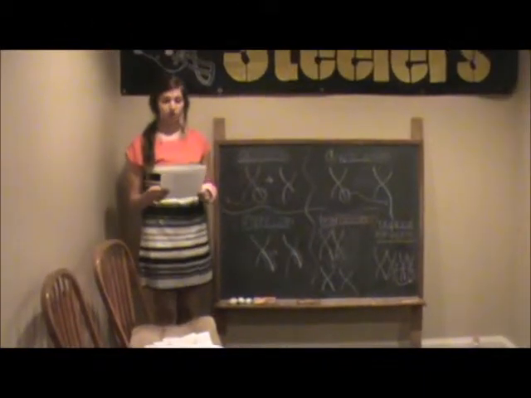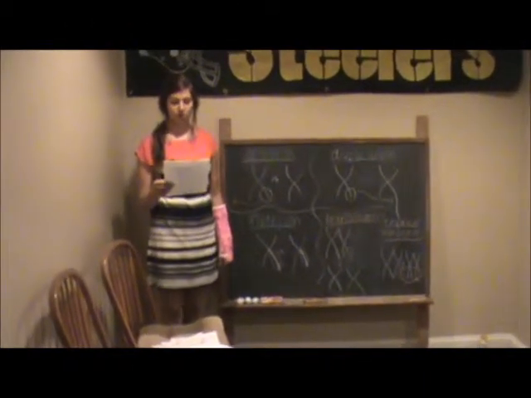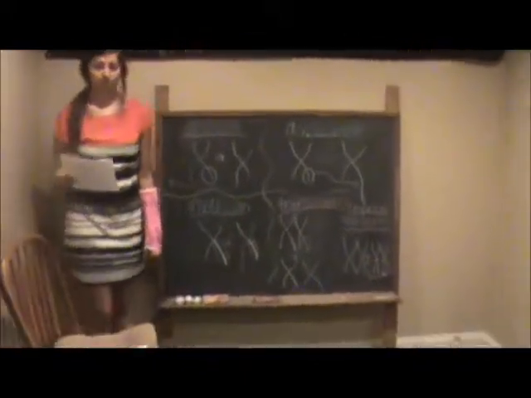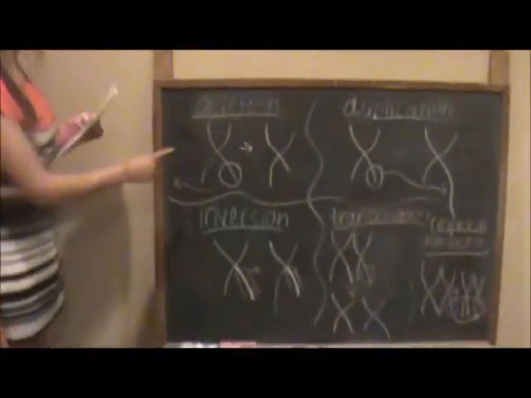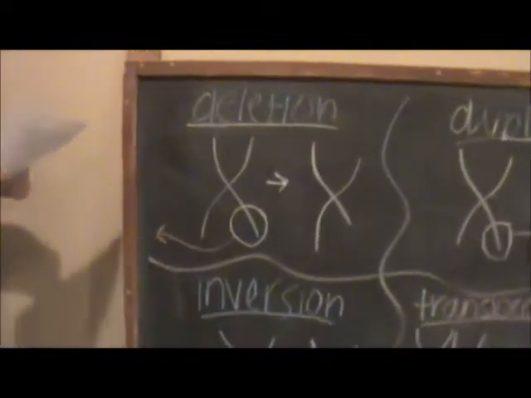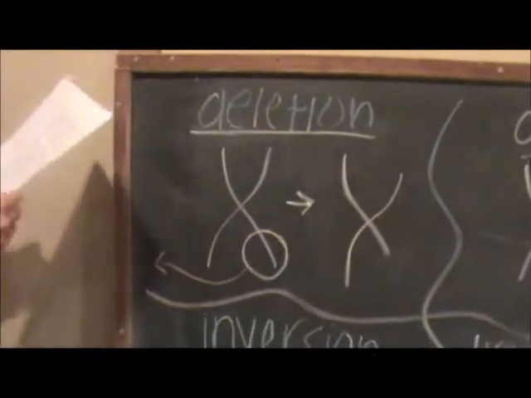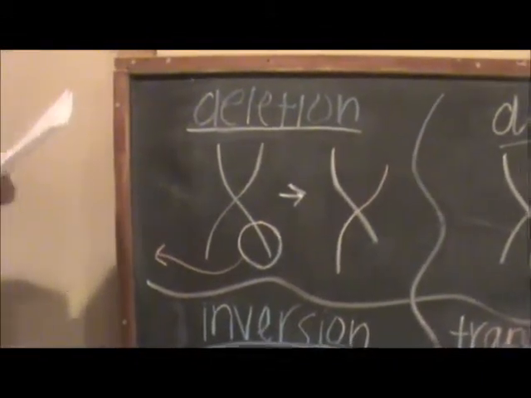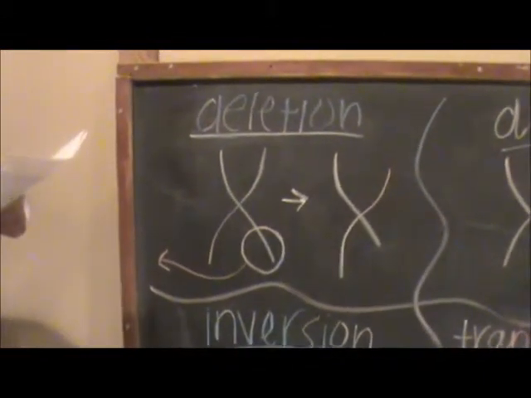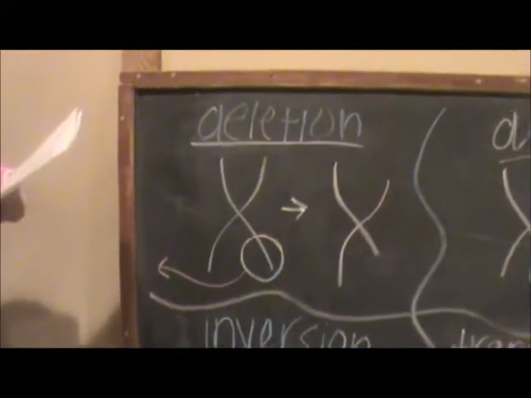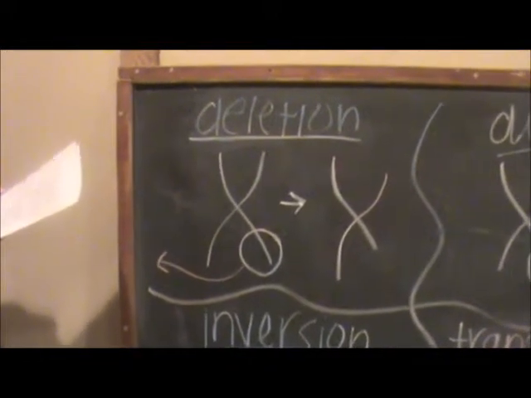There are 4 types of alterations in chromosome structure: deletion, duplication, inversion, and translocation. The first type is deletion. This is when a chromosomal fragment is lost. If the centromere is missing, the entire chromosome is lost. The deleted fragment may become attached to a sister chromatid, producing a duplication.